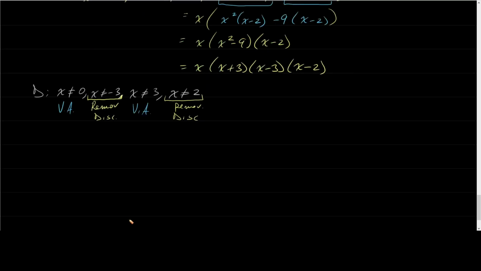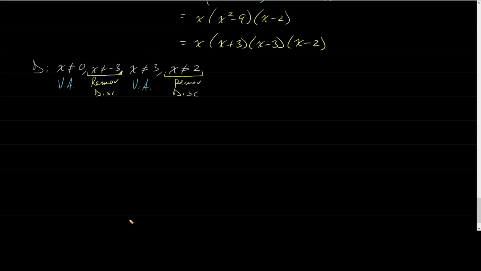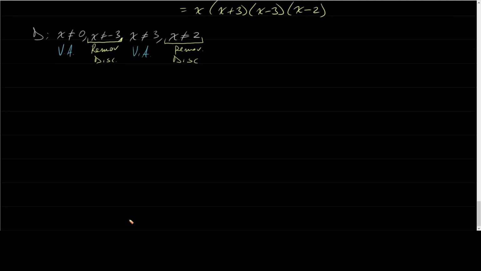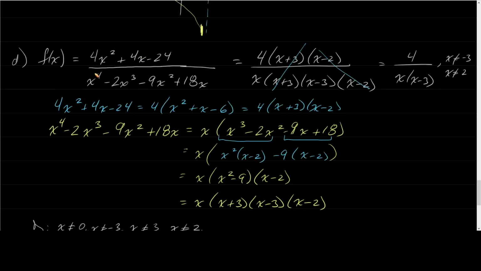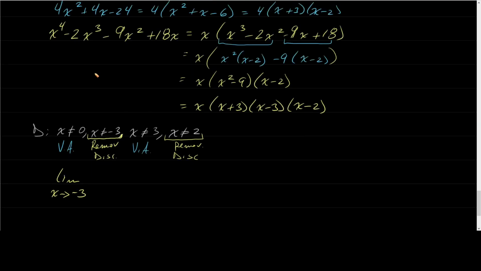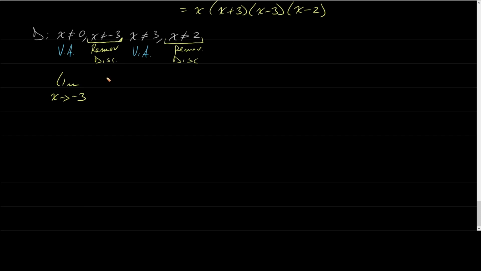All right. So at that point, we need to figure out what's going on around all of these. Perhaps I'll do the removable discontinuities first, so I'll do them in yellow. We're going to say the limit as x approaches negative 3 of our function, and I'll just use the reduced version, which is 4 over x times (x minus 3).